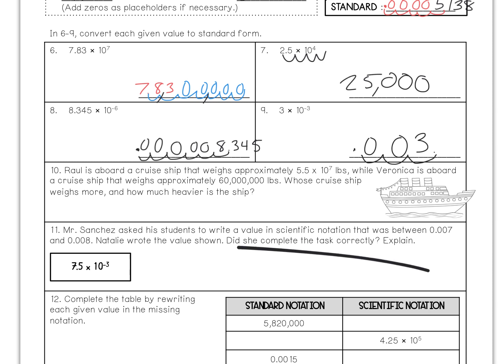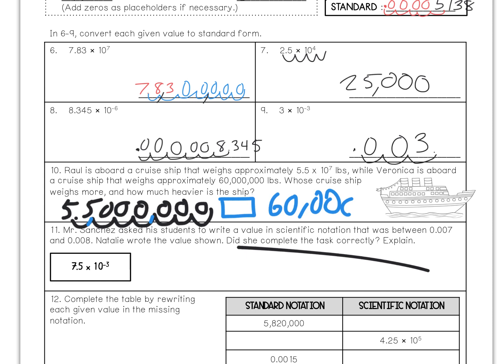We'll skip 11. He's on a cruise that weighs 5.5 times 10 to the 7. So let's write that out. 5.5 times 10 to the 7. So how many times do I move the decimal? 7. 1, 2, 3, 4, 5, 6, 7. And I'll put commas in blue so we can kind of see. That's a big number. It is a big number, but the question is, is it bigger than 60 million? No, it is not.